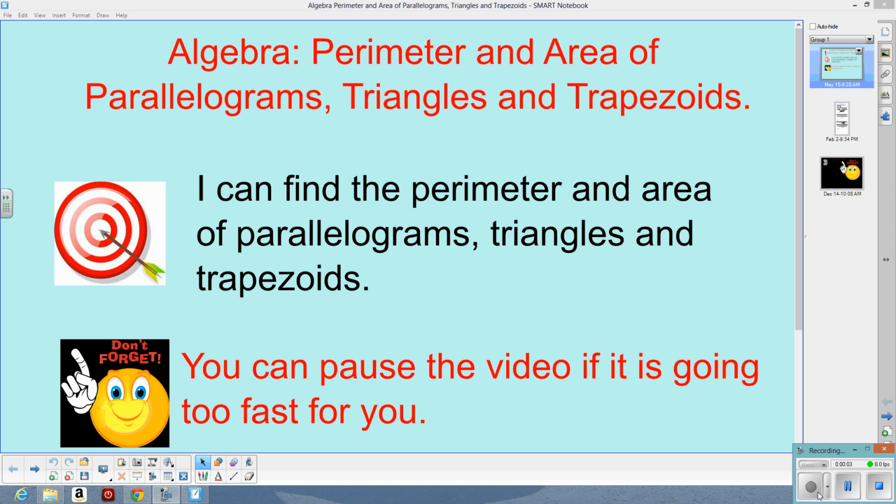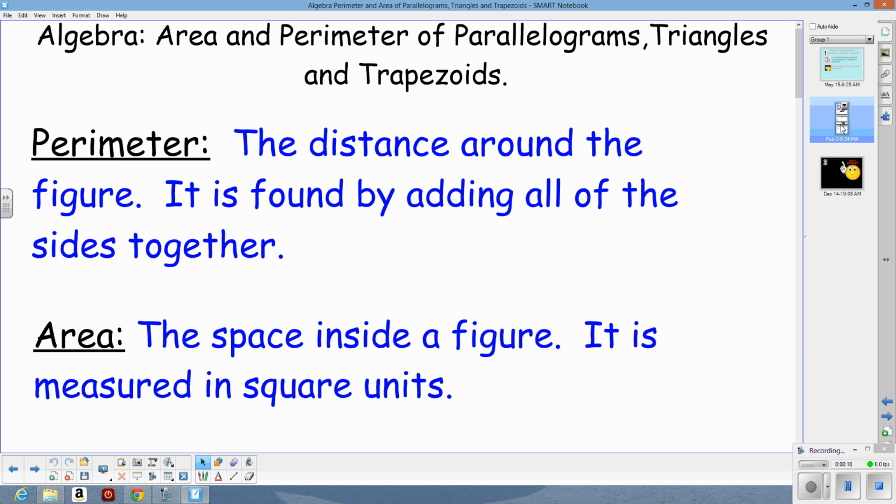In this lesson, you will find the perimeter and area of parallelograms, triangles, and trapezoids. Perimeter, remember, is the distance around the figure. It's found by adding all of the sides together. Area, on the other hand, is the space inside a figure, and it's measured in square units.